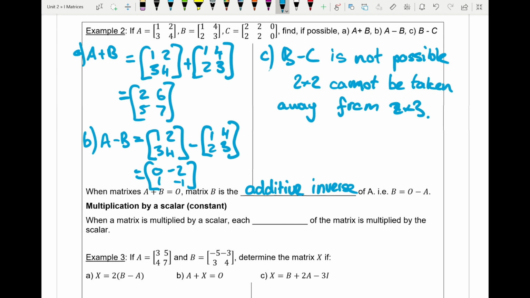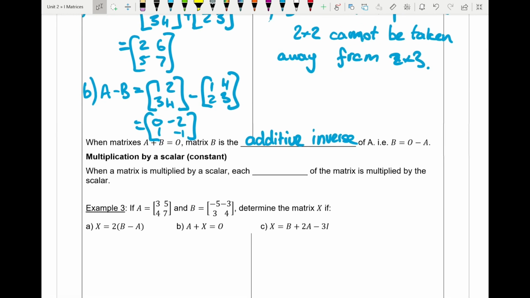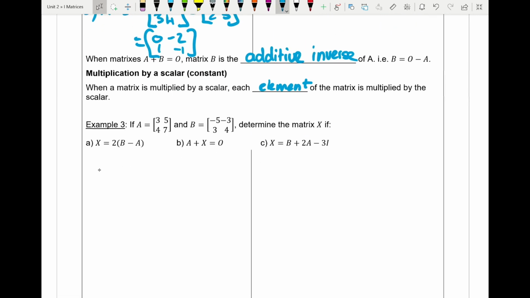So, speaking of multiplying by -1, let's talk about multiplication by a scalar. When a matrix is multiplied by a scalar, each element of the matrix is multiplied by that scalar. So for example, if we have 2 times B take A, we're first going to find the matrix difference between those two matrices. And then the solution that we get, we're going to just multiply each element by 2. So B take A, we've got -5, -3, 3, 4. And then A is 3, 5, 4, 7.